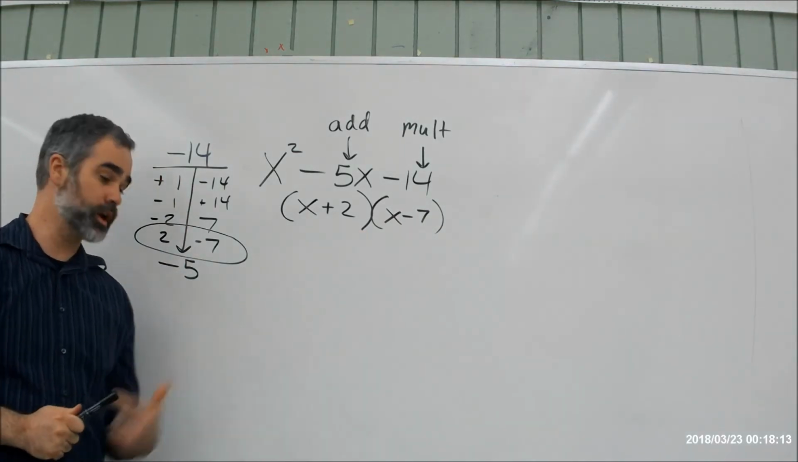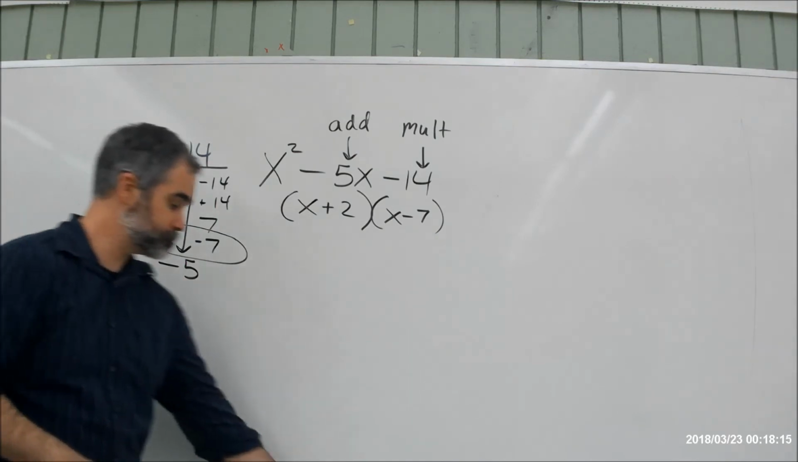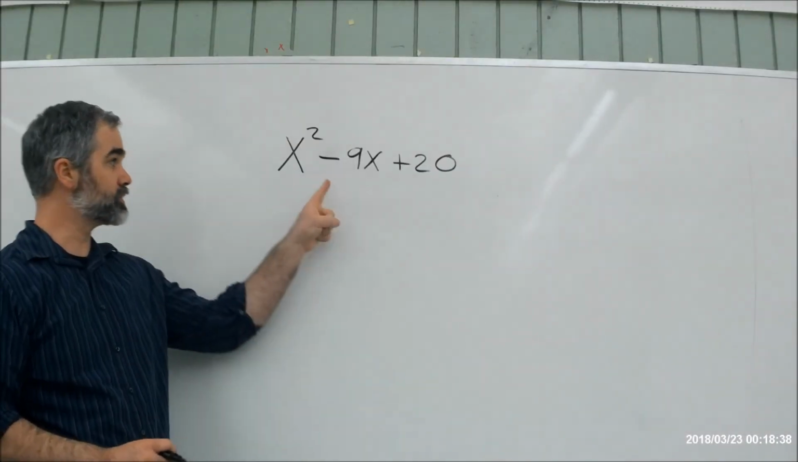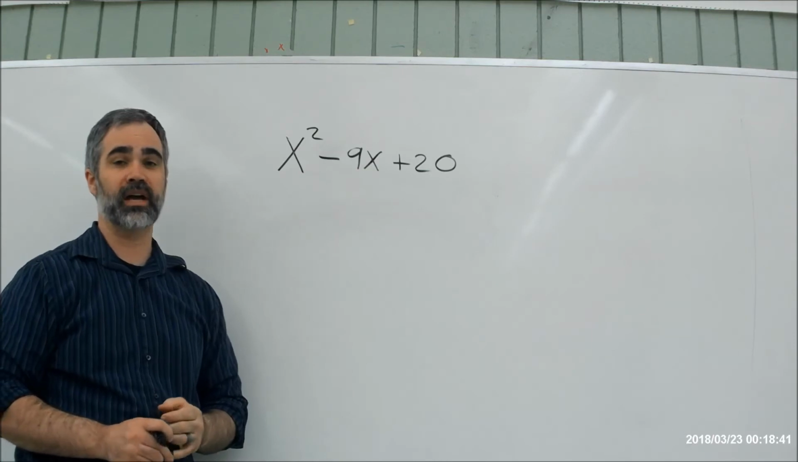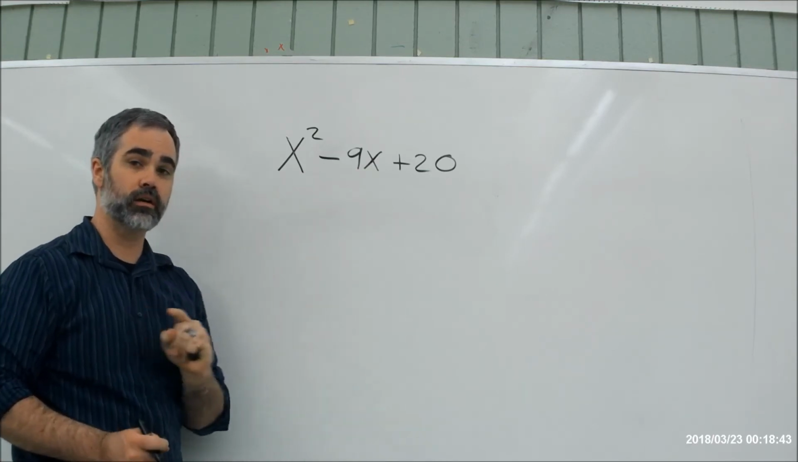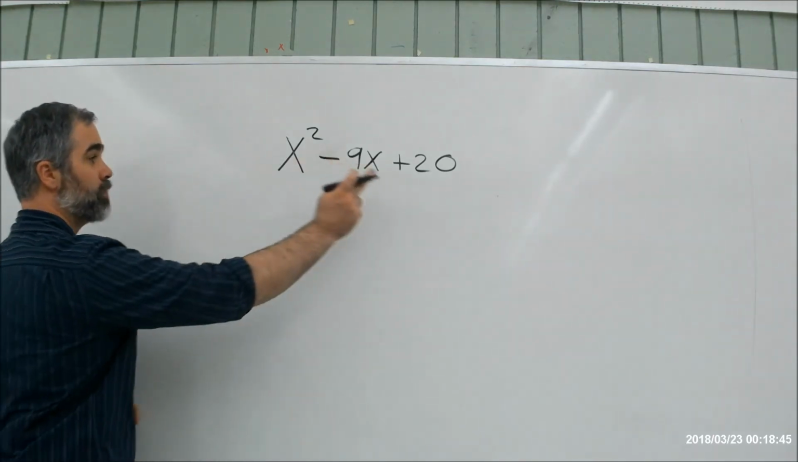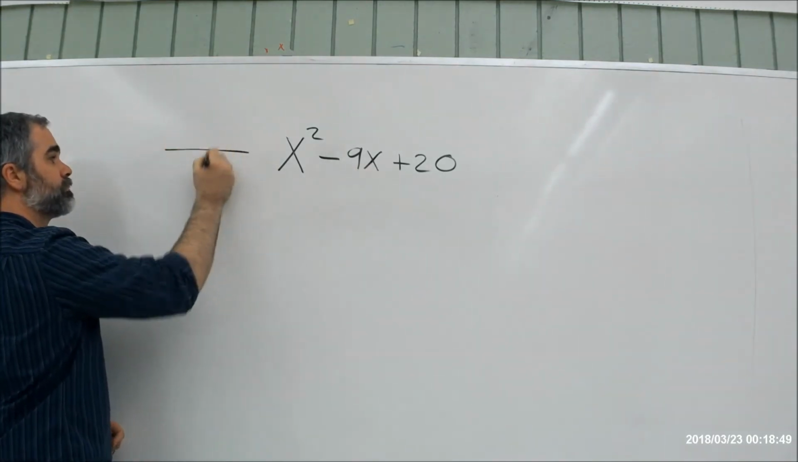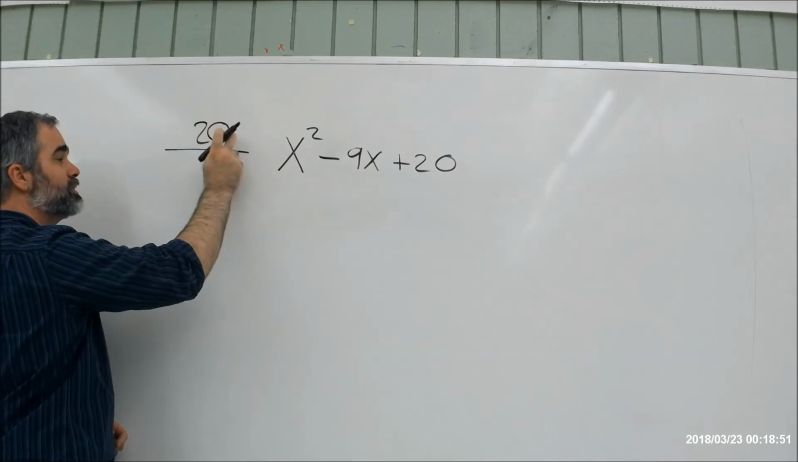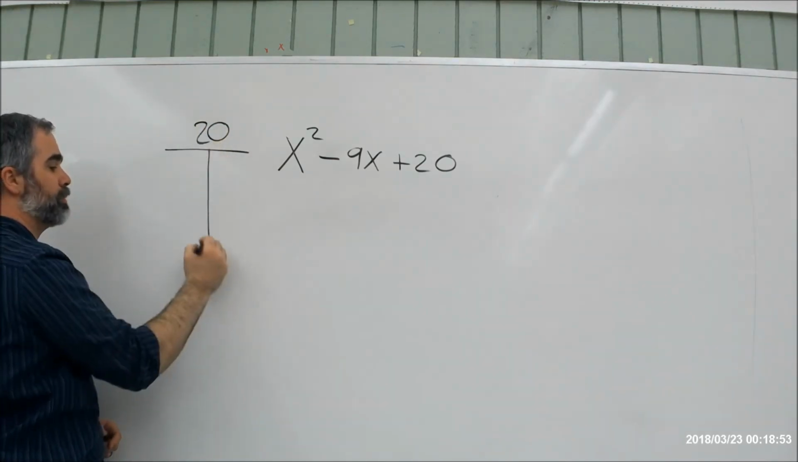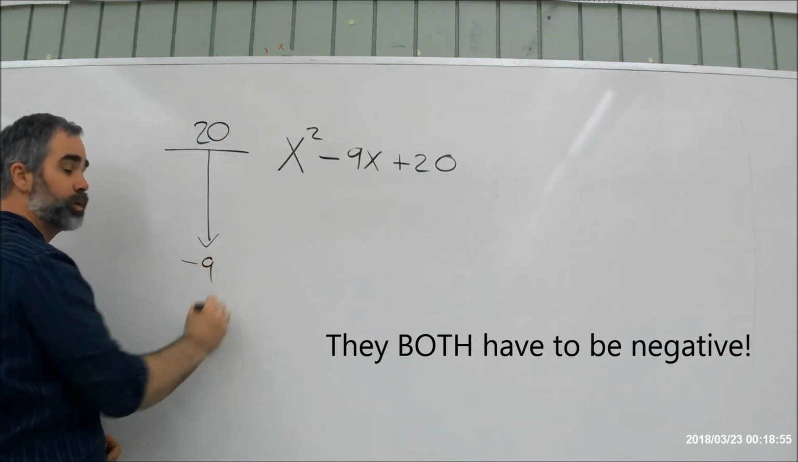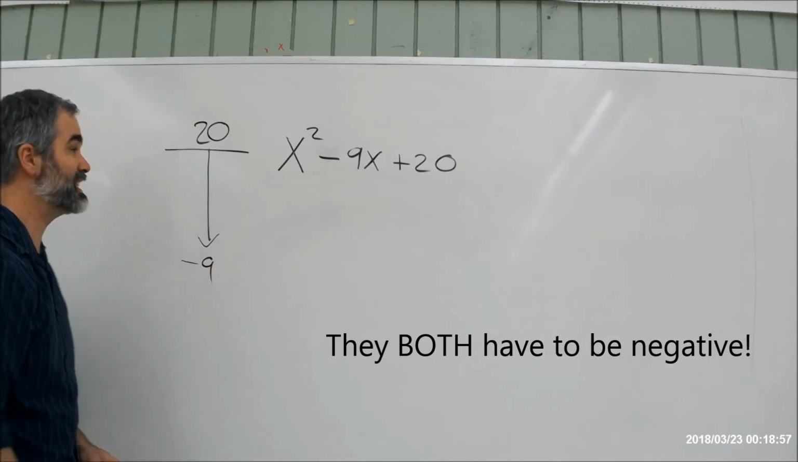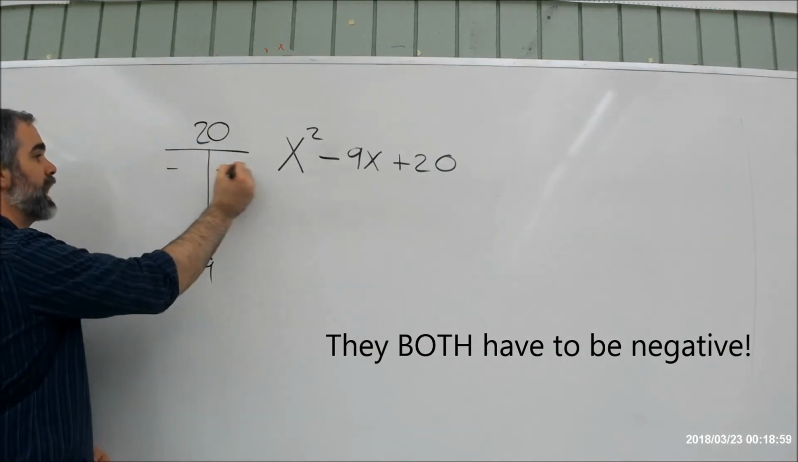All right, there's one other possibility we're going to take a look at. Notice here, the middle is negative and the end is positive. So that means when we look at our little chart here, it has to multiply again to be 20, but add to be a negative. If you have two numbers that add to be a negative but multiply to be a positive, that tells you something really important about those two numbers. It tells you they both have to be negative.